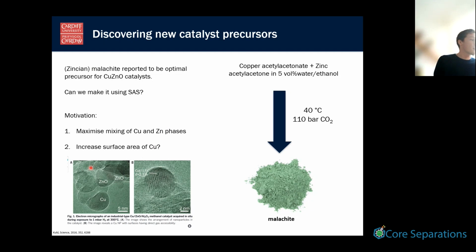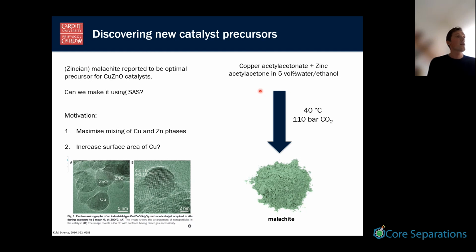So this little micrograph at the bottom I've taken from a paper, which shows that these catalysts tend to be formed of copper metal and also zinc oxide domains. And it's the interface of these two components, which is what we would call the active site or the active center. So maximizing this interface will maximize the activity of our catalyst.